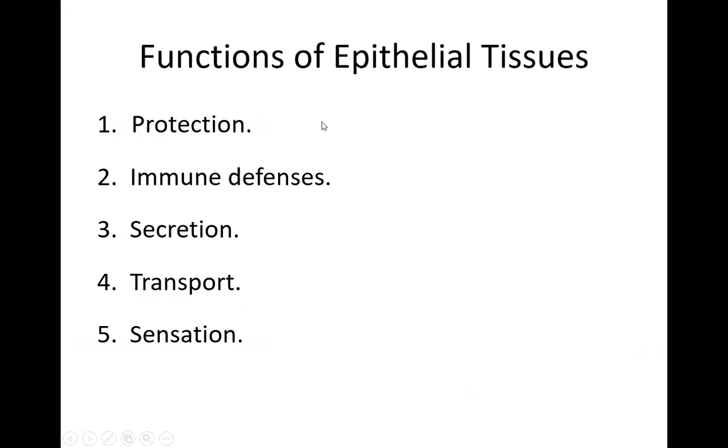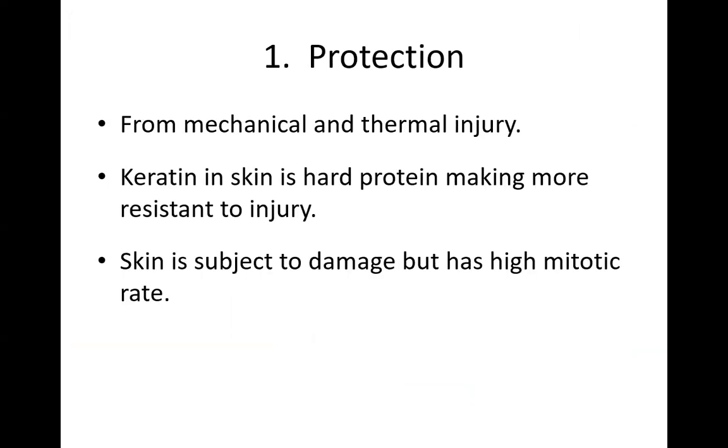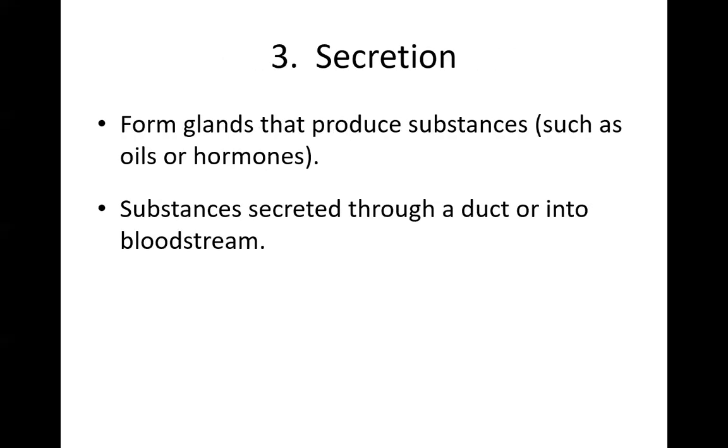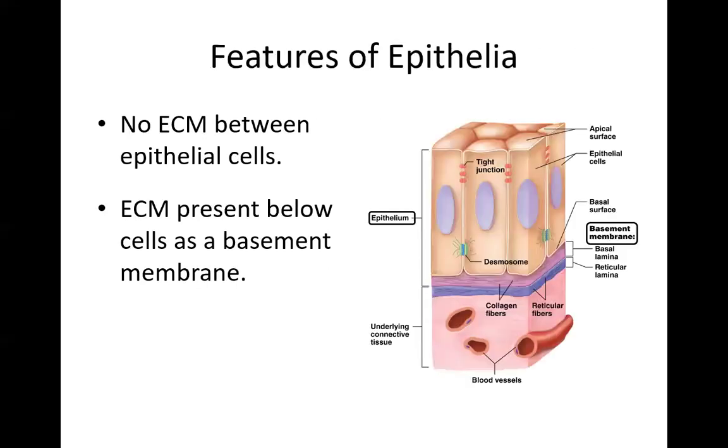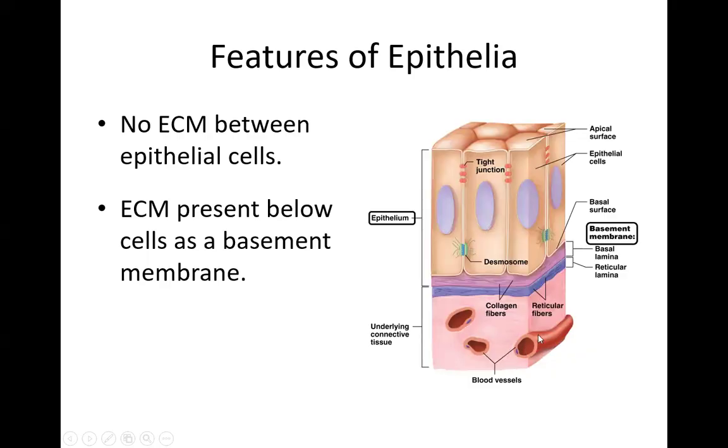Okay, functions of the epithelial tissue. All right, so now let's look at the features of the epithelia. Epithelial tissue is avascular. That's not a secret anymore. You see, these are the blood vessels down here in the underlying connective tissue. They are not up here. And the basal lamina is the basement membrane, and this is the epithelium. So that's our epithelium. These are our tight junctions.